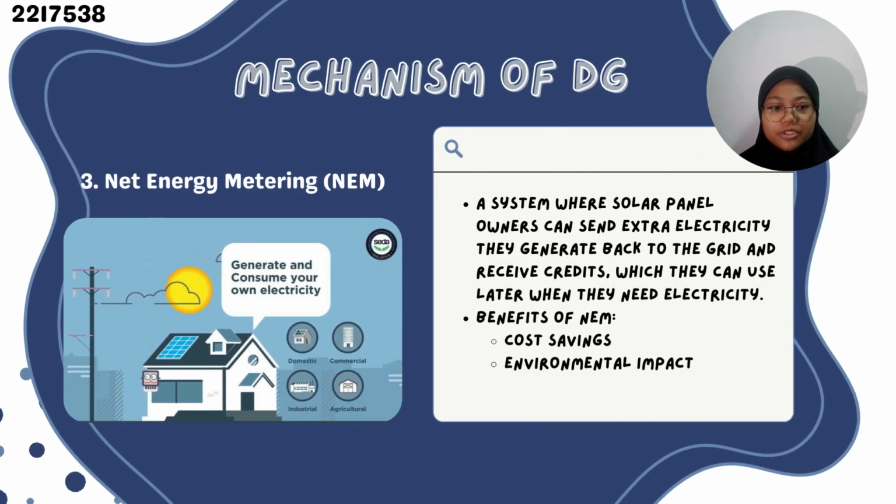The last mechanism that I'm going to talk about is net energy metering (NEM). NEM is a system where solar panel owners can send extra electricity they generate back to the grid and receive credits, which can be used later when they need electricity. So the benefit of NEM is cost saving. It reduces electricity bills by using solar energy. Then the excess energy earns them credits, lowering future costs. Second, environmental impact. It promotes the use of renewable energy that is good for our environment. It also reduces reliance on fossil fuels and decreases greenhouse gas emissions.